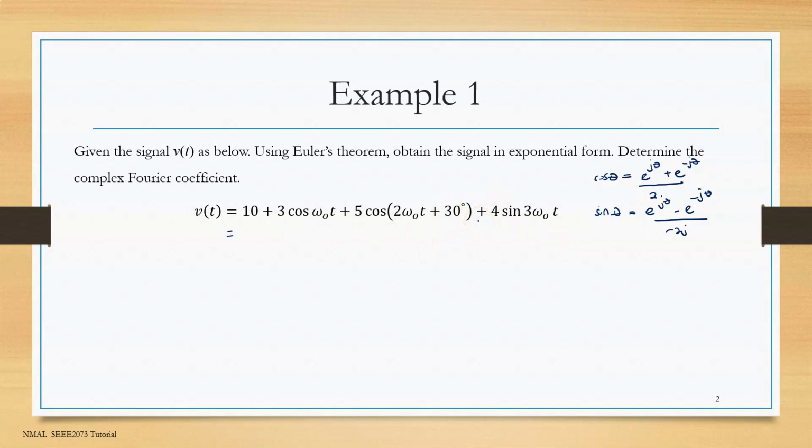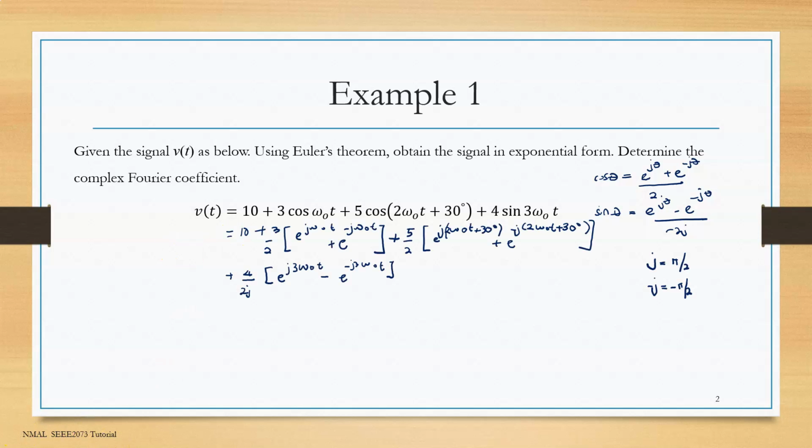Recall that in my class, I said you can also change the sine equation into a cosine equation. However, for this example, I'm going to use Euler's theorem directly for sine theta and cos theta and put them into the equation. So here it will become like this. And recall for the complex exponential, the relation with the phase is j equal to pi over 2, or negative j is equal to negative pi over 2.